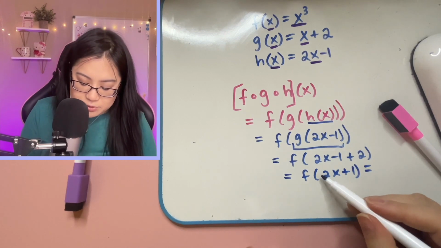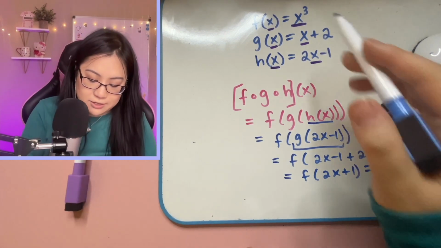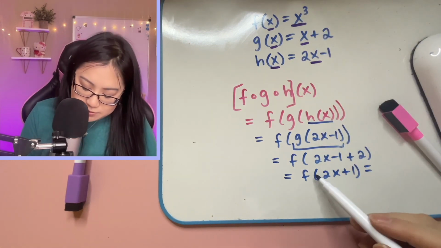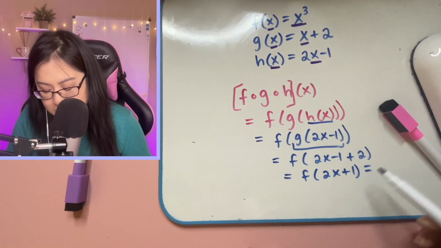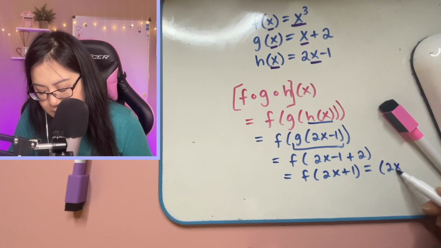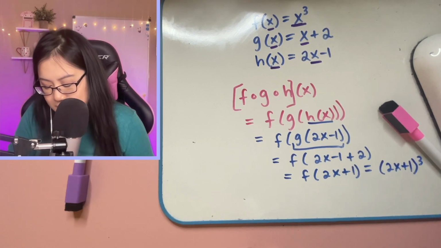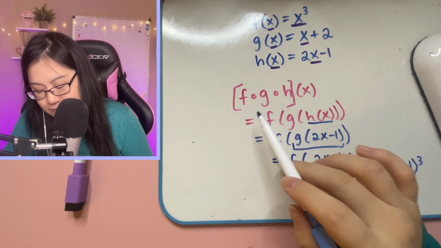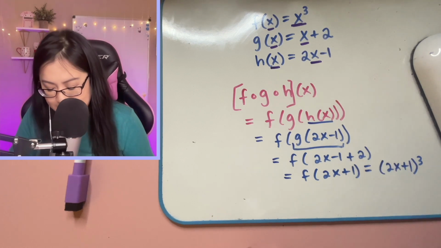And now I put 2x plus 1 into f. So f of stuff is stuff cubed. So stuff happens to be 2x plus 1. So I'll do 2x plus 1 cubed. And that's it. So this is our f of g of h of x.